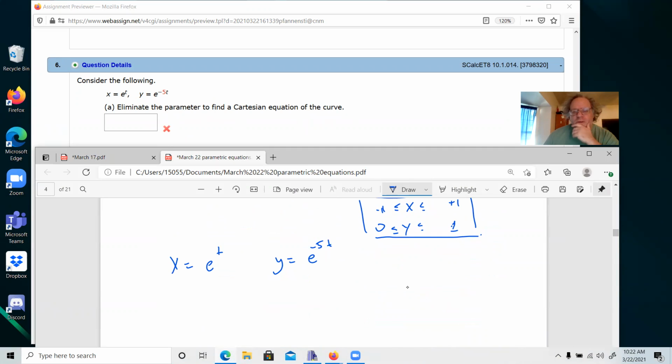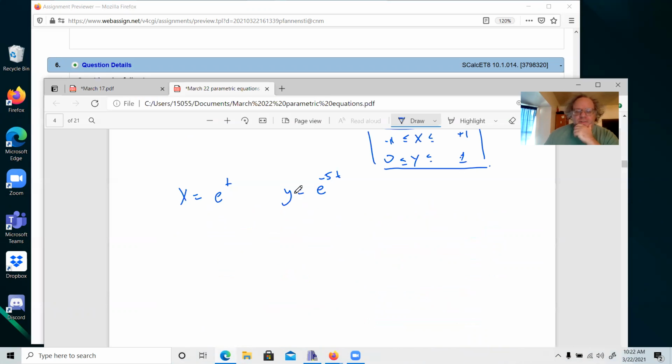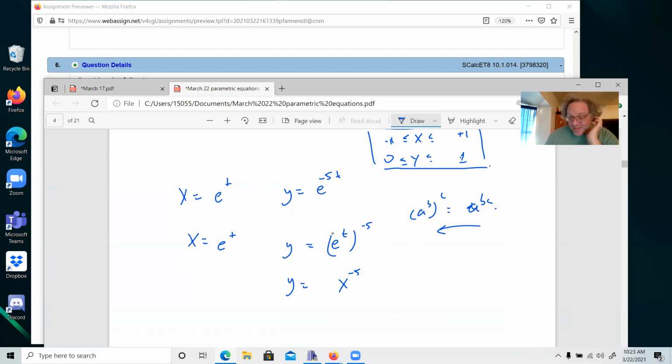Okay. Now there's a couple of ways we could do this. Some of you guys have to work on your rules of logarithms and rules of exponents. But if we have a to the b to the c, that's equal to a to the bc, right? So since we have something that's multiplied, I can work it in this direction. Okay. So since e to the t is equal to x, we have y is equal to x to the negative 5. All right. So this is 1 over x to the 5th.